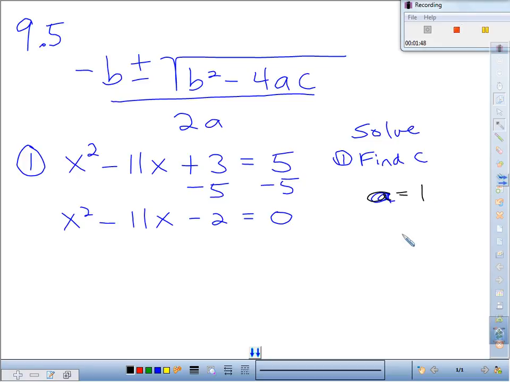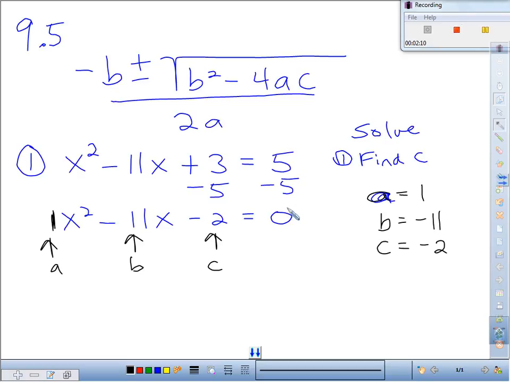So A is 1, right? Isn't that 1 right there? And then B is what, Drew? It's the next number, negative 11. And C is going to be what, Kinsey? Negative 2. Okay, so this was our A, that negative 11 was our B, and that negative 2 was our C. And now we have our numbers, we can substitute them into our quadratic formula.